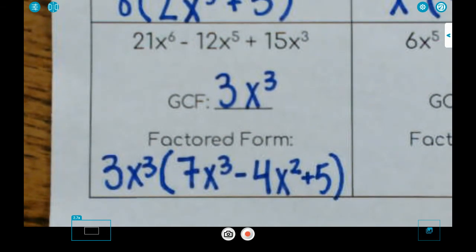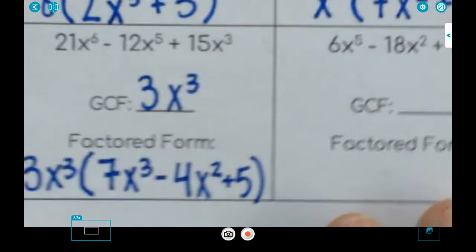Any questions about our third example? Okay. Brandon, Alex, Keelion, put your phones away, please.